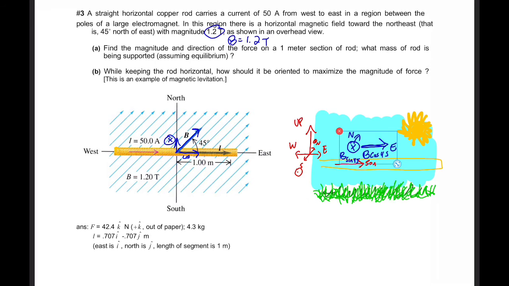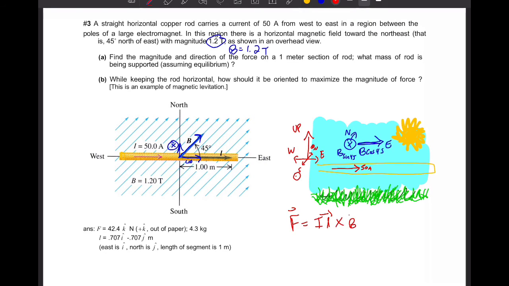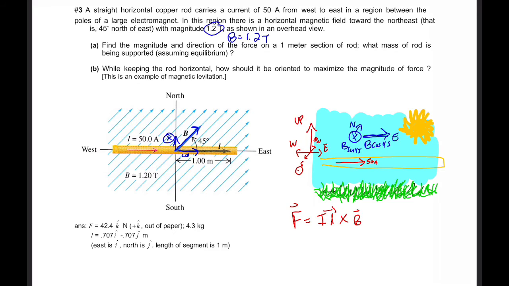Here's what our B looks like. When you begin to set up your cross product, we realize that only part of this B is going to affect the value of the cross product. We have force is IL cross B. So you'll notice the B to the east can't be crossed with the IL to the east, right? So we're only going to use B north. We're going to get rid of the cross product and say sine 90. And then our IL will be to the east.